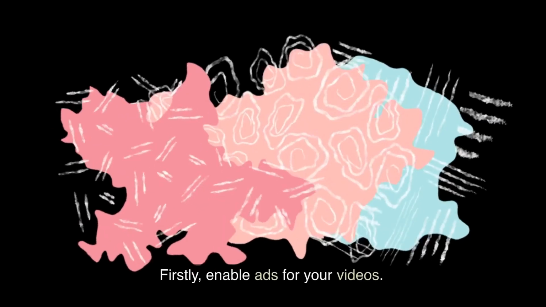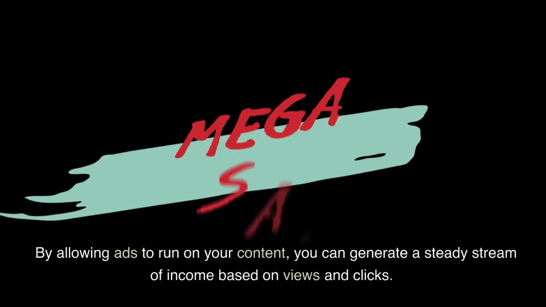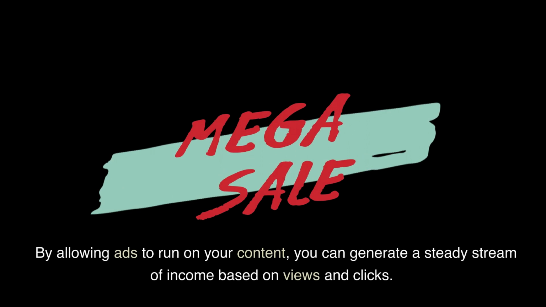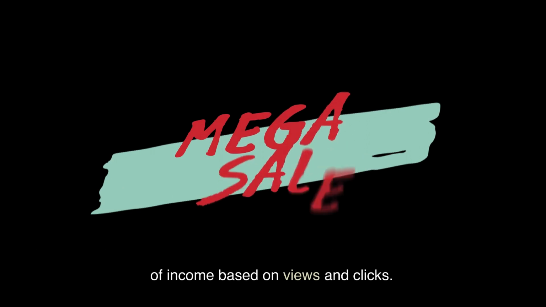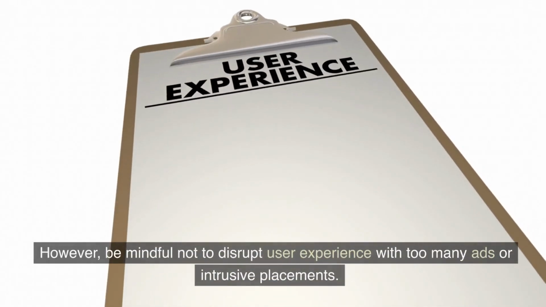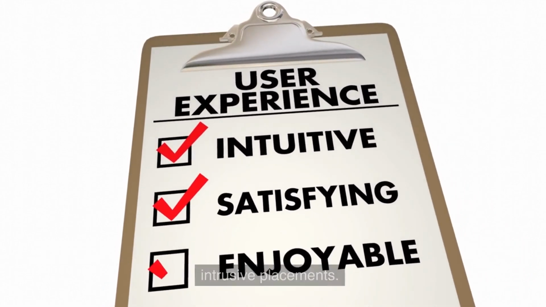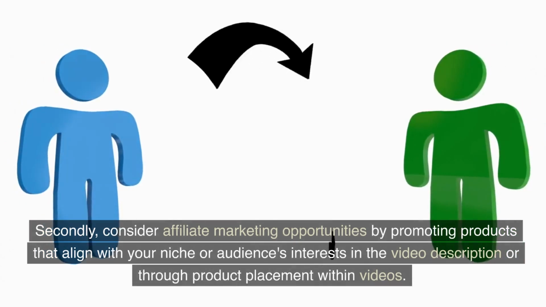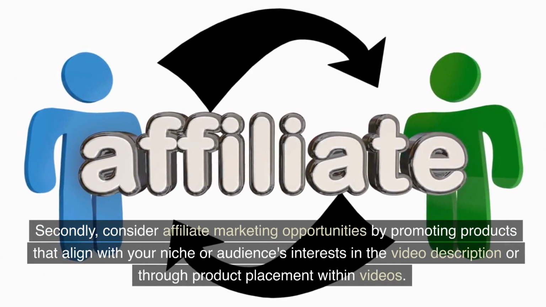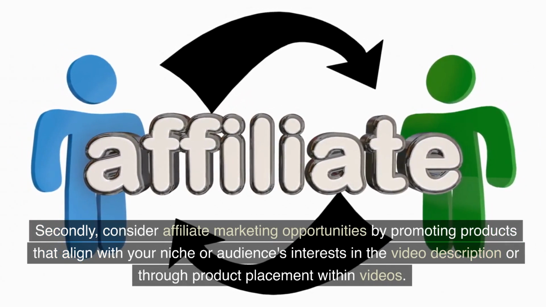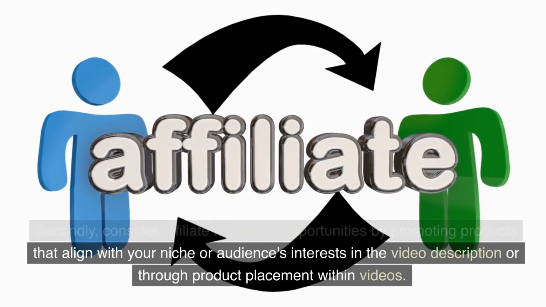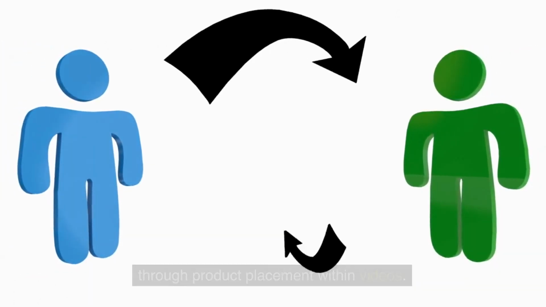Firstly, enable ads for your videos. By allowing ads to run on your content, you can generate a steady stream of income based on views and clicks. However, be mindful not to disrupt user experience with too many ads or intrusive placements. Secondly, consider affiliate marketing opportunities by promoting products that align with your niche or audience's interests in the video description or through product placement within videos.